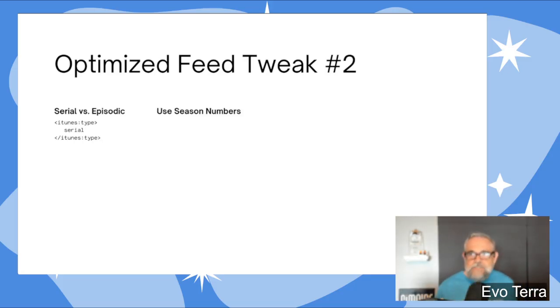Here's number two. Season numbers. Please, please use season numbers. Season number values work in conjunction with the serial feed type. Season numbers tell your listeners' podcast listening app how to group episodes together. These are individual tags. I am not talking about adding something to the title of your episode. I am talking about a very specific tag, a very specific box inside of your hosting company at the episode level that says season number, and you put a number in there.